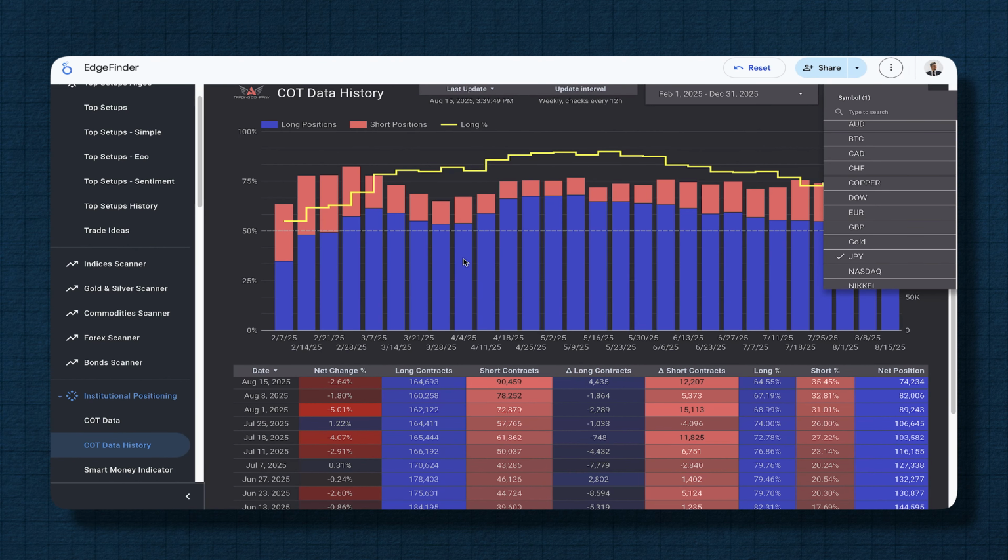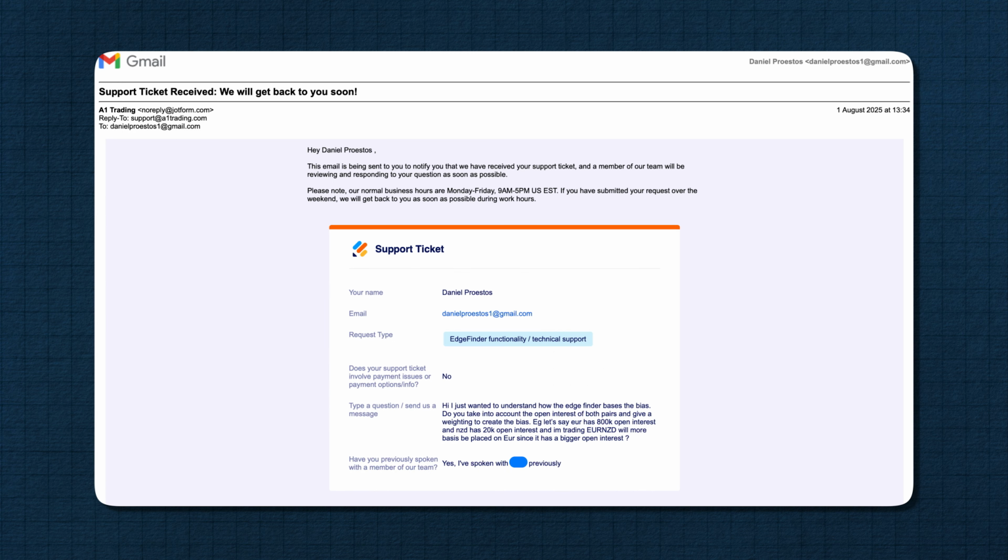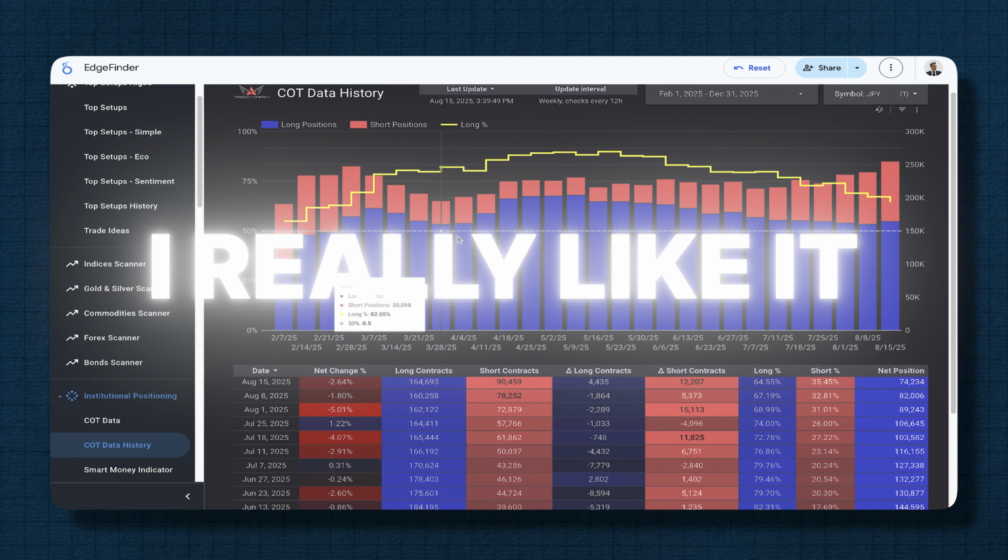Overall, I really like the tool, but I will say there is one thing that I have an issue with, and that is with the EdgeFinder support. I have emailed the support a couple of times asking certain questions to try and understand how the EdgeFinder works, and I have received no response. So on the end of customer support, I would say that they need to up their game, but generally in terms of the tool, I really like it.